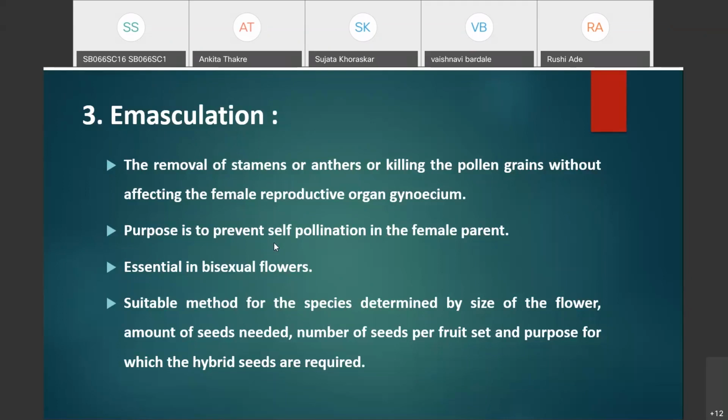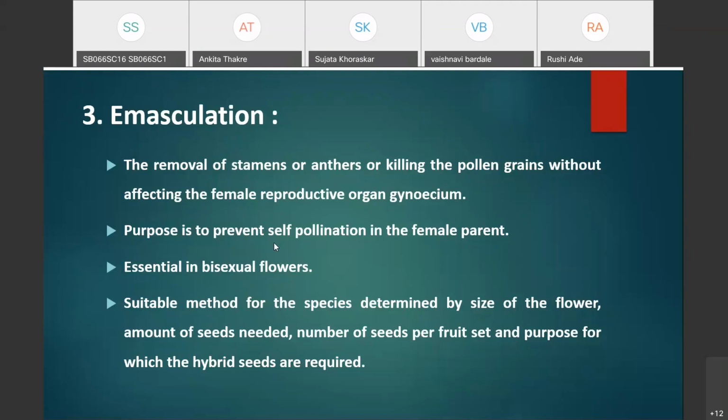Okay, emasculation: the removal of stamens or the anthers, or killing the pollen grains without affecting in any way the female reproductive organ gynoecium, is called emasculation.